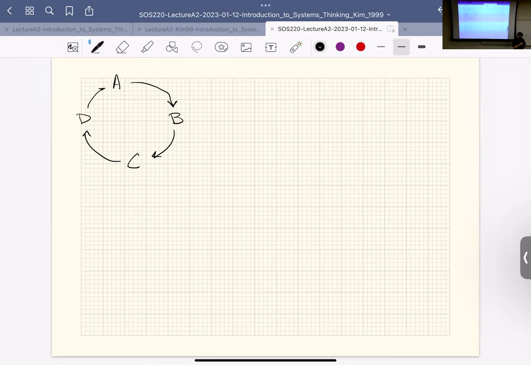I guess I'll write that down here, just so we, events are observable, systems are not directly observable.